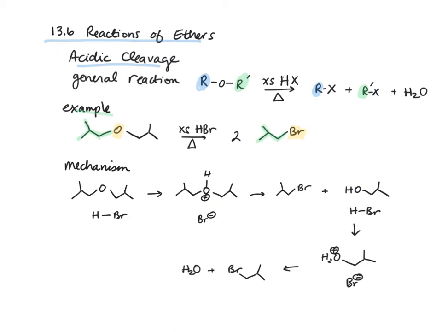Let's take a look at the mechanism for this one. In step 1, we have a protonation of the ether. Whenever you see a strong acid and an ether or alcohol, anything with an sp3 hybridized oxygen atom, you want to protonate that alcohol or ether. Then we form a cation intermediate and the bromide that's the leaving group.